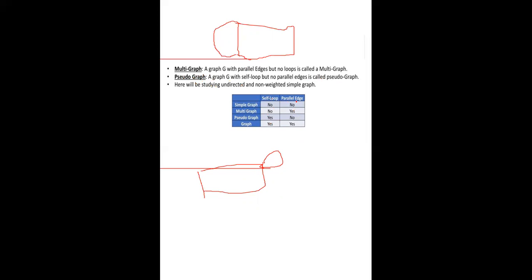If self loop and parallel edge both are not present, then the graph is called the simple graph. Simple means there are no extra things, no self loop, no parallel edges, then it becomes a simple graph. If there are parallel edges but no self loop, then it becomes the multigraph. If there is a self loop but no parallel edges, then it becomes the pseudograph. Or graph means anything is allowed, either self loop or parallel edges, both are allowed, then we simply say it is a graph.